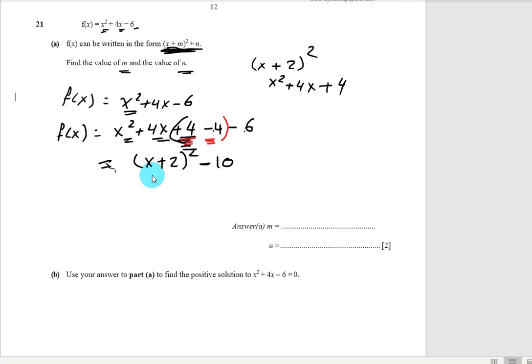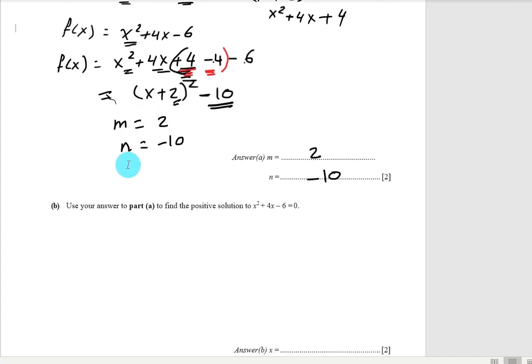So now m is equal to 2. n is equal to minus 10. So 2 and minus 10.